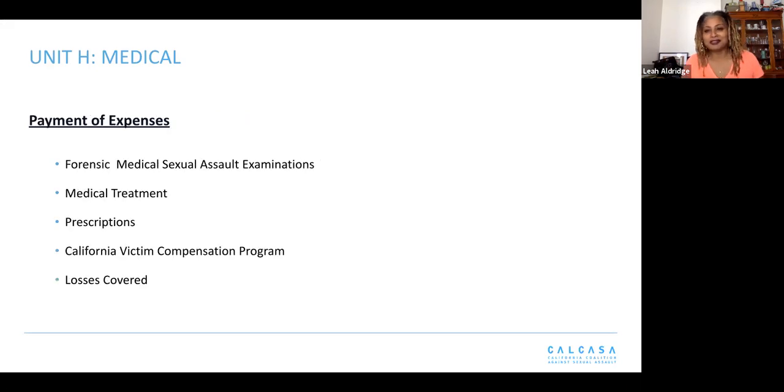Payment for expense. So this is the tricky one again. And like I said, a couple of years ago in the state of California, you had law enforcement that was refusing to pay for processing of rape exams. You had hospitals that believed that they had to get permission from law enforcement first in order to conduct an exam. You had survivors that were being told that an exam would not be performed if they did not agree to cooperate with law enforcement.